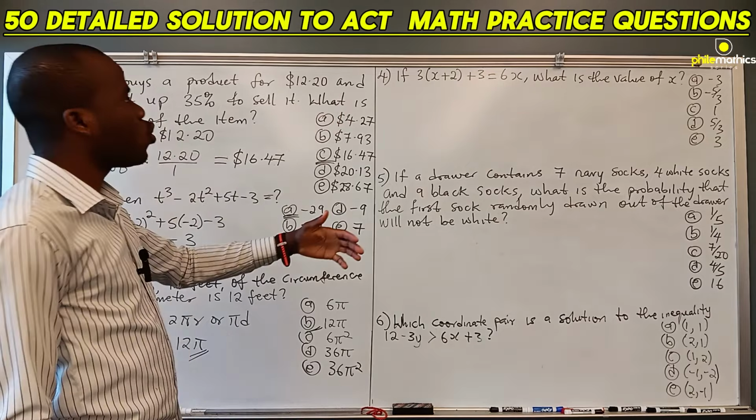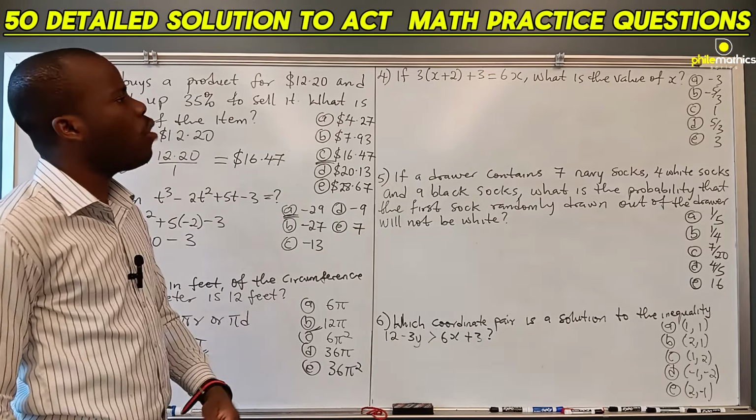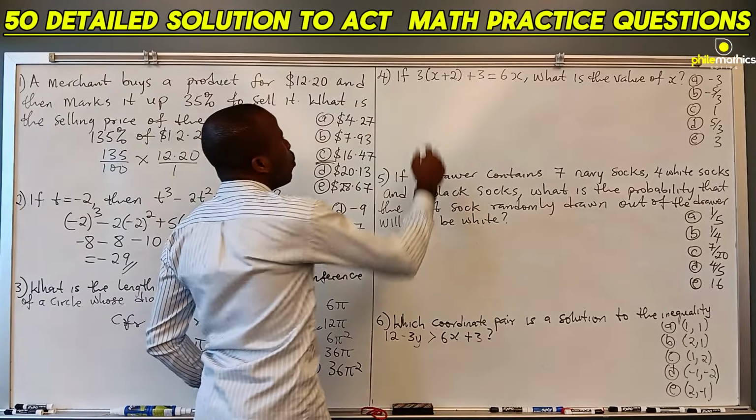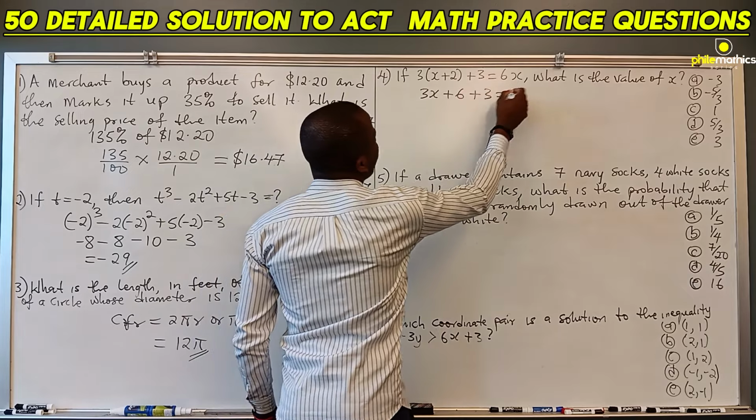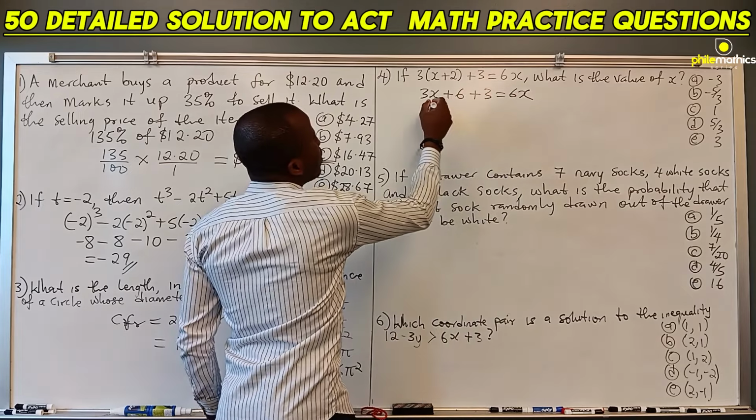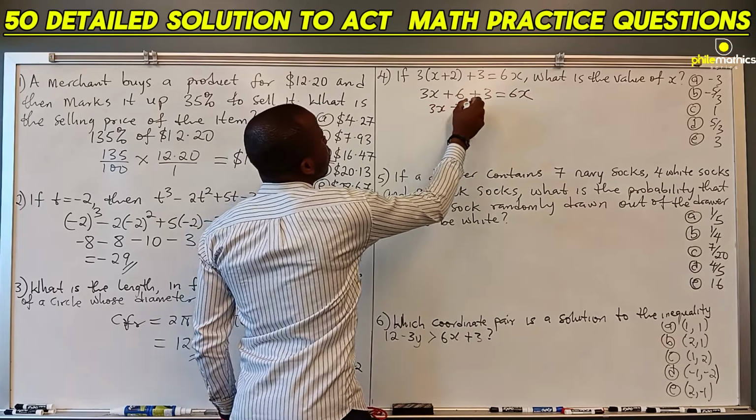If 3 bracket x plus 2 close bracket plus 3 equals 6x, what is the value of x? We open the bracket and solve the simple equation. This will be 3x plus 6 plus 3 equals 6x. If you add this, you have 3x plus 9 equals 6x. Subtract 3x from both sides, you have 9 equals 6x minus 3x, so 9 equals 3x. Divide both sides by 3, so that x will be 3. So our answer is E.